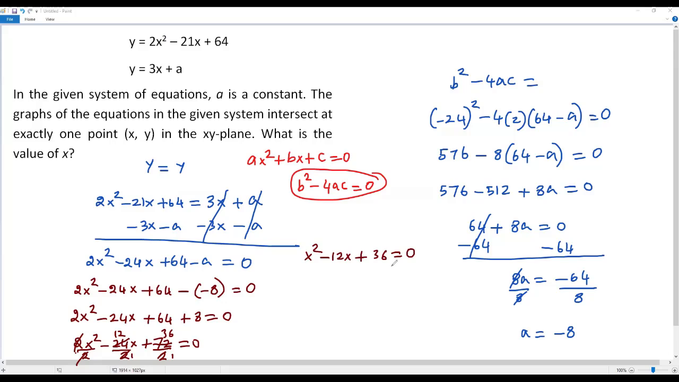Okay, now I think we can solve this quadratic equation by factoring. For that, we have to get two factors for this positive 36. Because the coefficient of x squared is 1, when I'm trying to solve a quadratic equation by factoring, I always have to look at the coefficient of x squared. If the coefficient of x squared is 1, we have to take the constant term in the quadratic equation. So now I have to get two factors for the constant term 36, such that the product of the two factors must be equal to positive 36, and the sum of the two factors must be equal to the coefficient of x, which is negative 12.